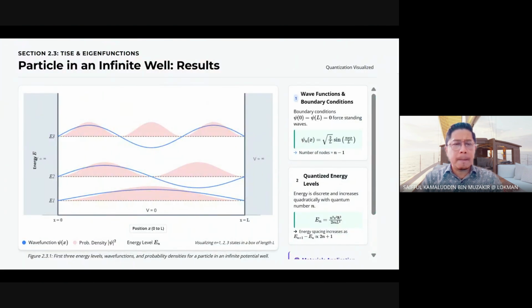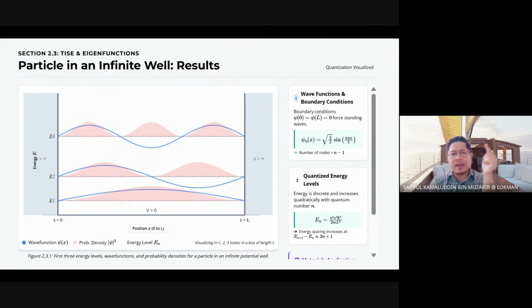So next part, this is the particle in an infinite well. This slide shows one of the most important models in quantum mechanics, the particle in an infinite well. Infinite well, particle in between. The result is simple but powerful.